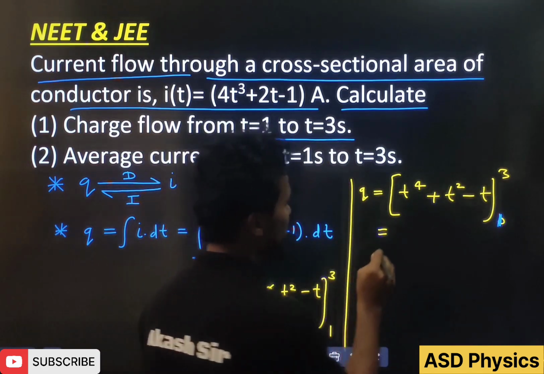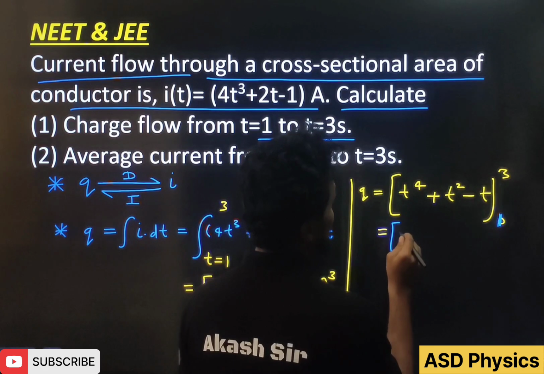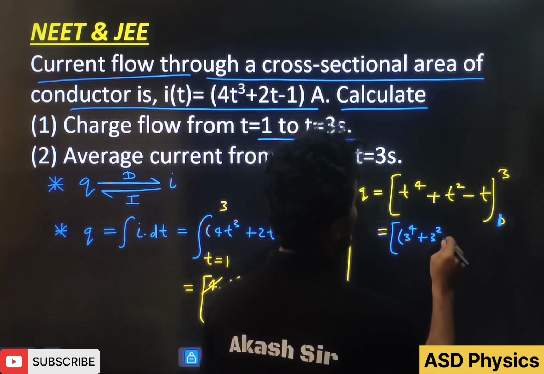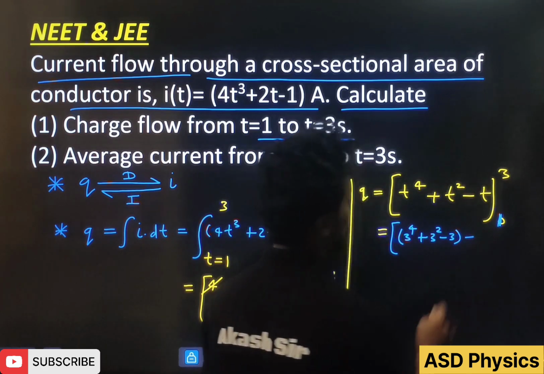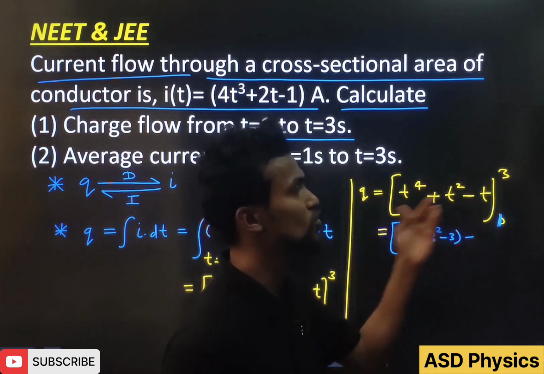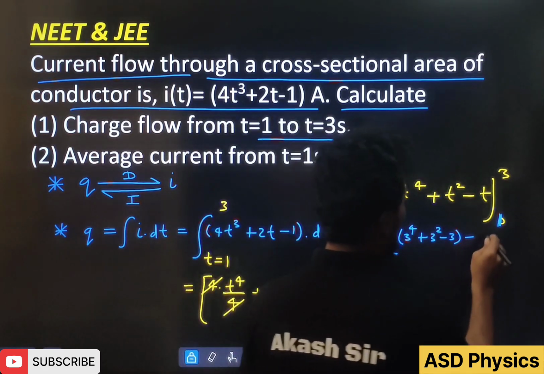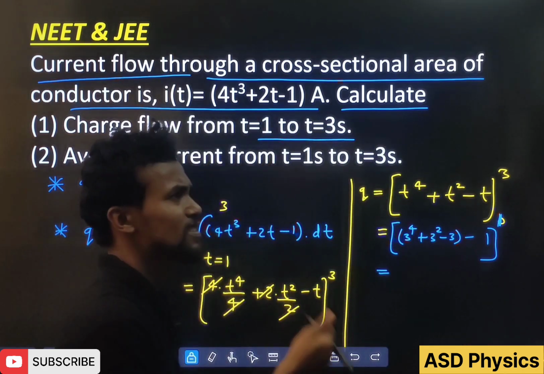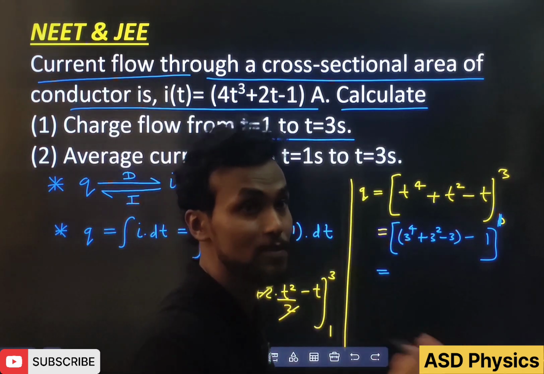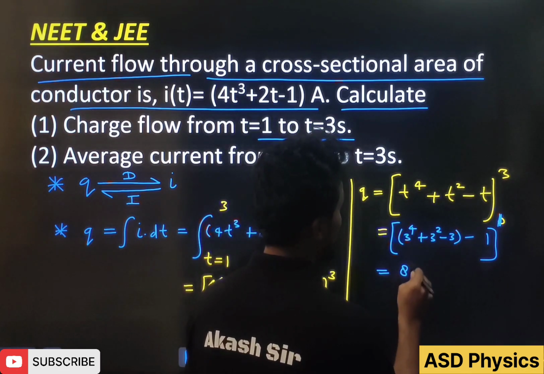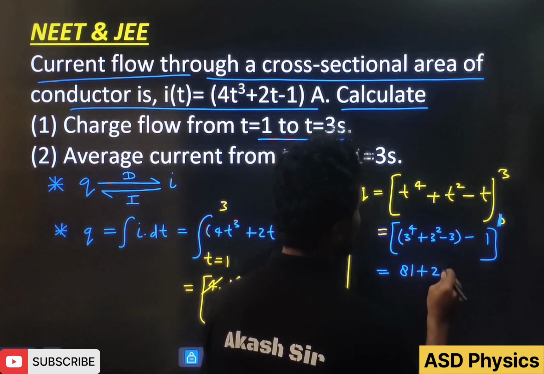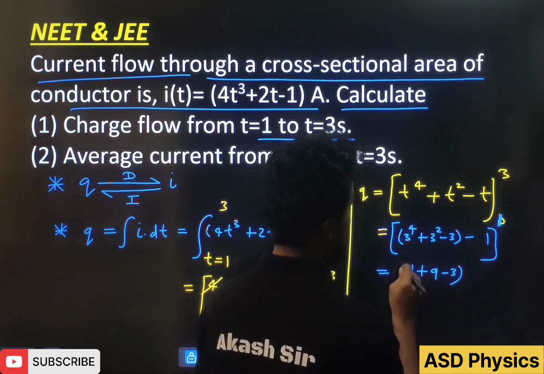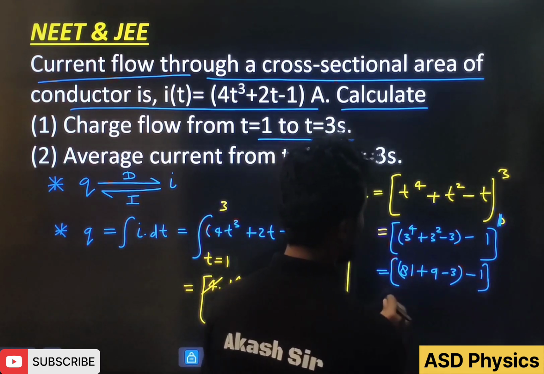Okay, so just put here the values. First the upper limit, so it will become 3 to the power 4 plus 3 square minus 3, minus, then put t equal to 1. So 1 plus 1, 2, minus 1, 1. Okay, and when you simplify this, 3 to the power 4, how much? 3 3 is 9, 9 3 is 27, 27 into 3, 81. So 81 plus, how much is there? 9. Now 3 square, 9, minus 3, and here minus 1. Okay, so what will this become here?